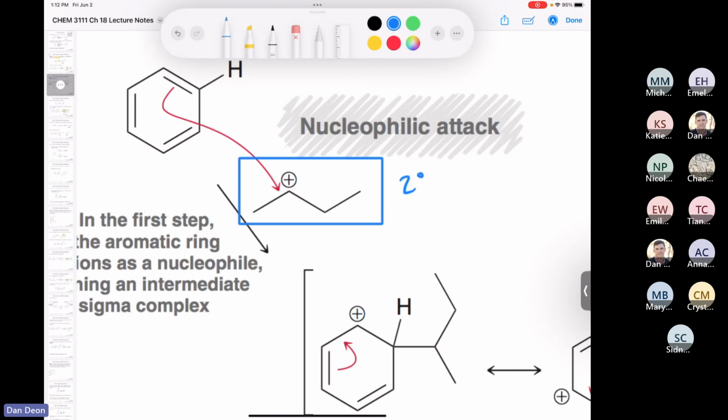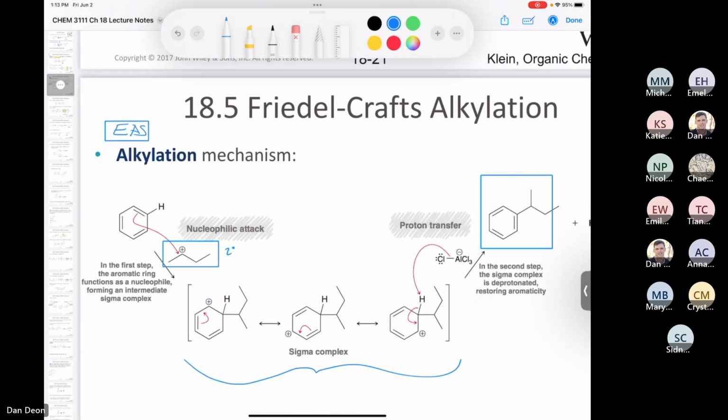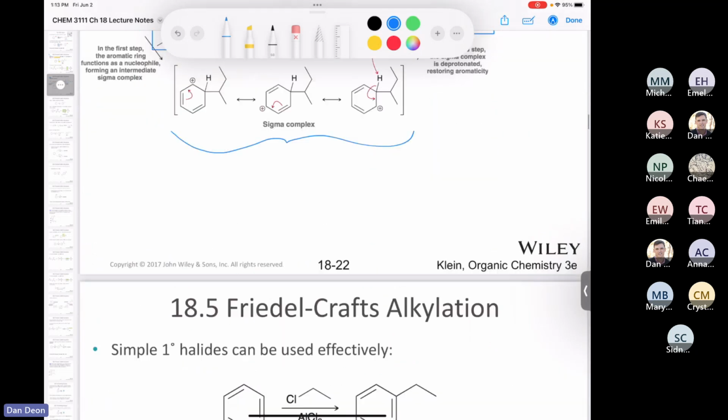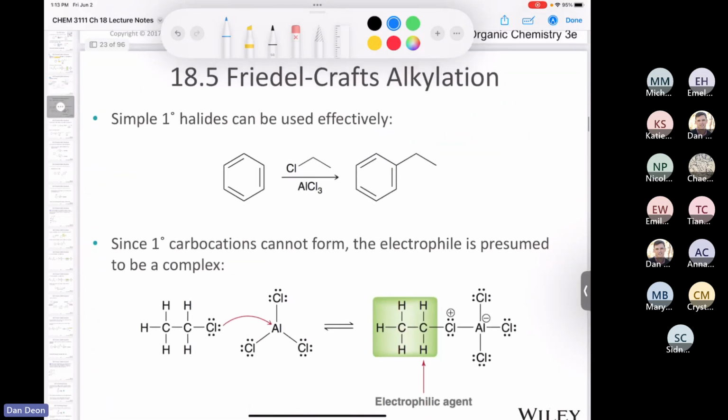But if you're really sharp on your carbocations, you're probably thinking, well, you can't do that with a primary or a methyl carbocation because they're way too unstable, and you would be 100% correct in assuming that. And so that's going to change our mechanism slightly. Let's take a look. If you wanted to use a primary alkyl halide, like here we have ethyl, right? This is ethyl chloride, and we have our aluminum trichloride as our Lewis acid catalyst, same as always.